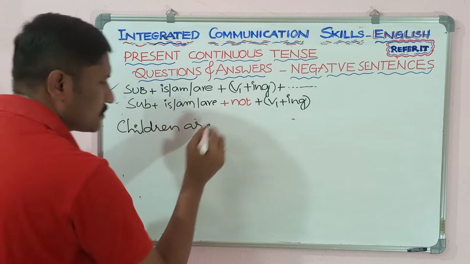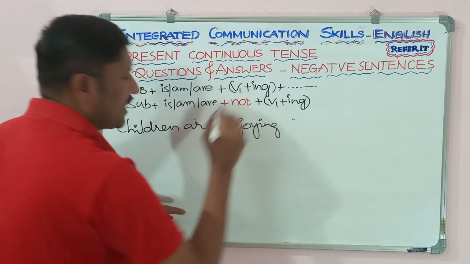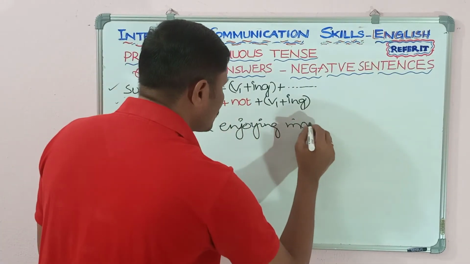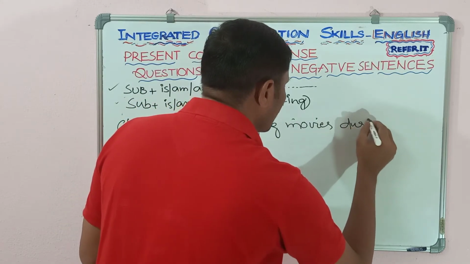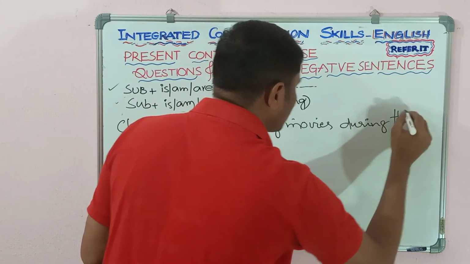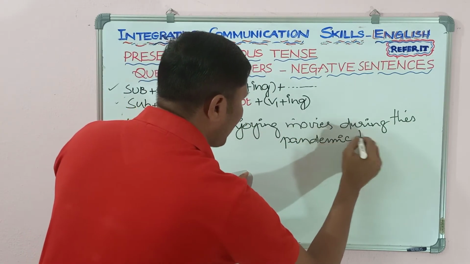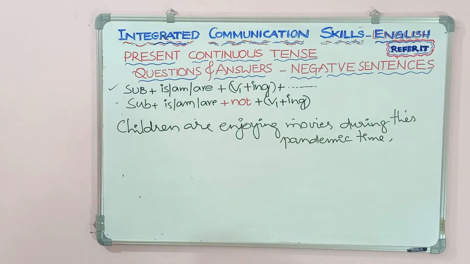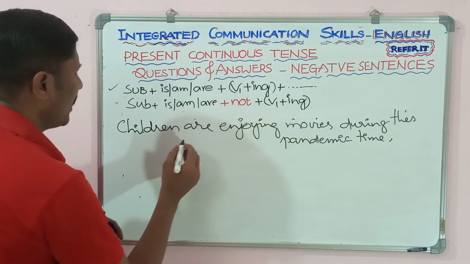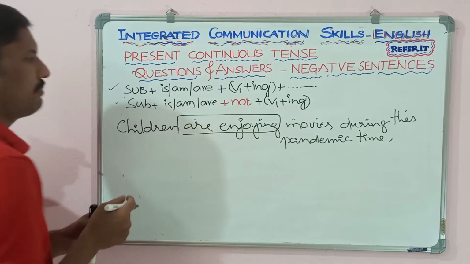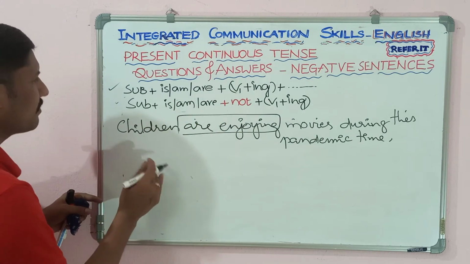Children are enjoying movies during this pandemic time. So this is the sentence. Identify the verb. Are enjoying is the verb here. Just add not between are and enjoying. Then it will become a negative sentence.